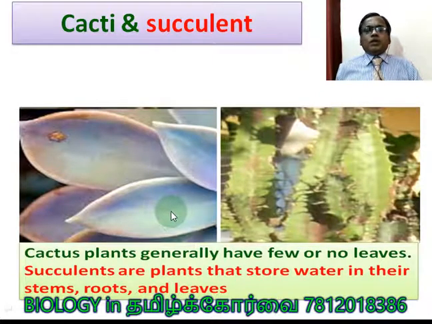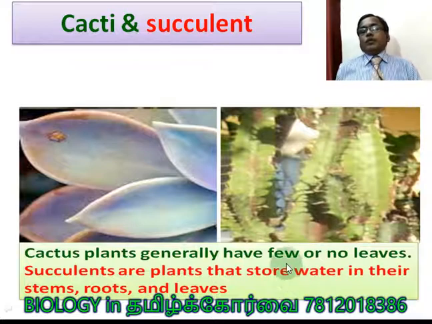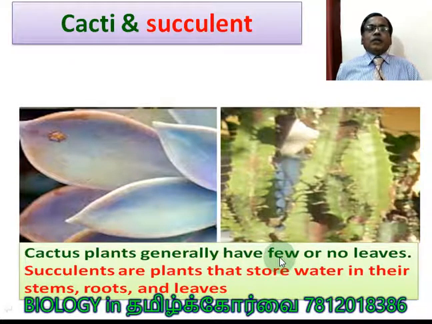Cacti and succulents. Cactus plants generally have few or no leaves. Now you can see the few or no leaves here. Whereas succulent plants do have leaves. Also, the main characteristic feature is that they store water in their stem, root, and leaves. So that is the basic difference between the succulent and cacti.